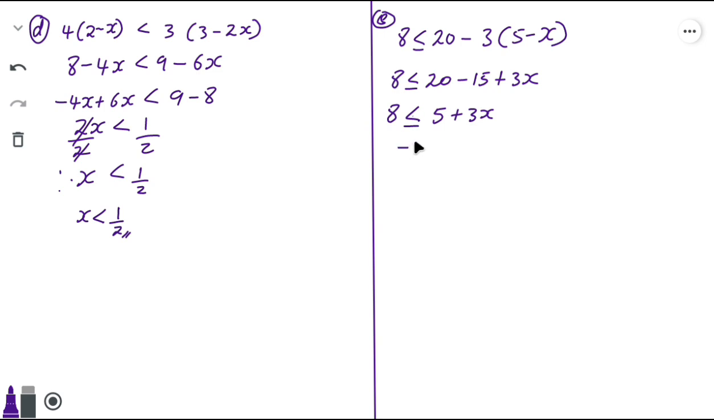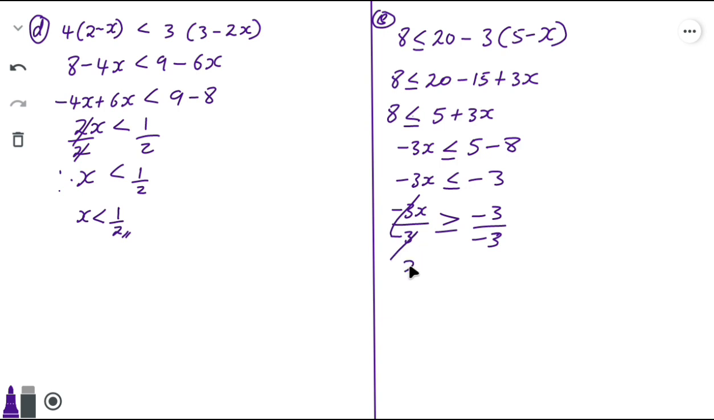So we're going to have minus 3x less than or equal to 5 minus 8. So minus 3x will be less than or equal to minus 3. Divide both sides by the coefficient of x, which is minus 3, and the inequality sign here will change. So we have minus 3x divided by minus 3 greater than or equal to minus 3 over minus 3. So if we divide this, x now will be greater than or equal to 1. Minus, we cancel out minus. 3 divided by 3 will give us 1. Therefore, x is greater than or equal to 1. That will be our final answer.